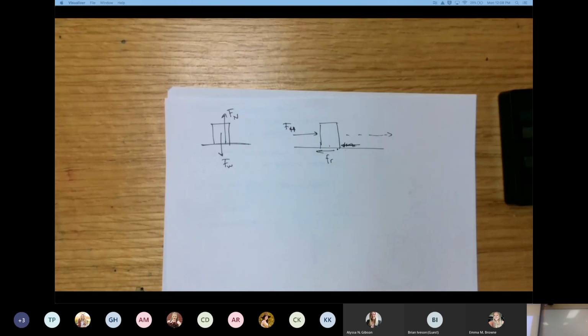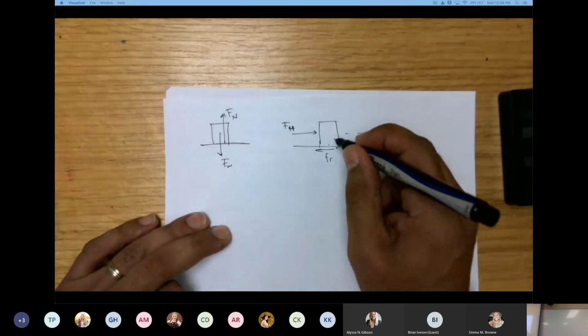So wouldn't you also have the weight as a force, because you're pushing it? The weight of the book? We're still going to have the weight.